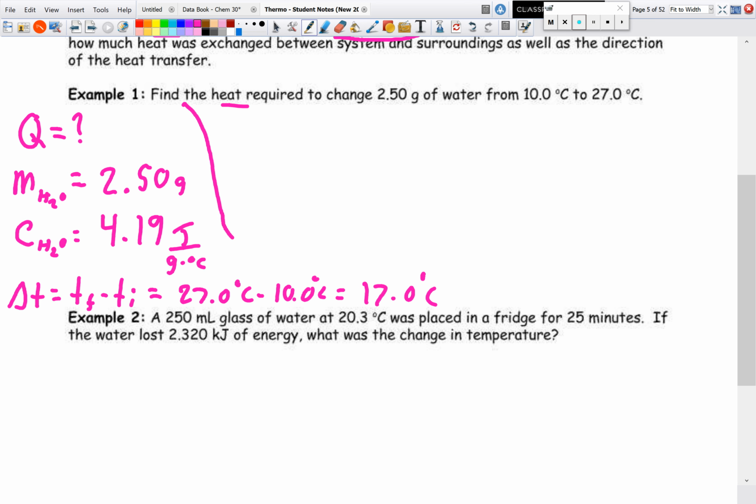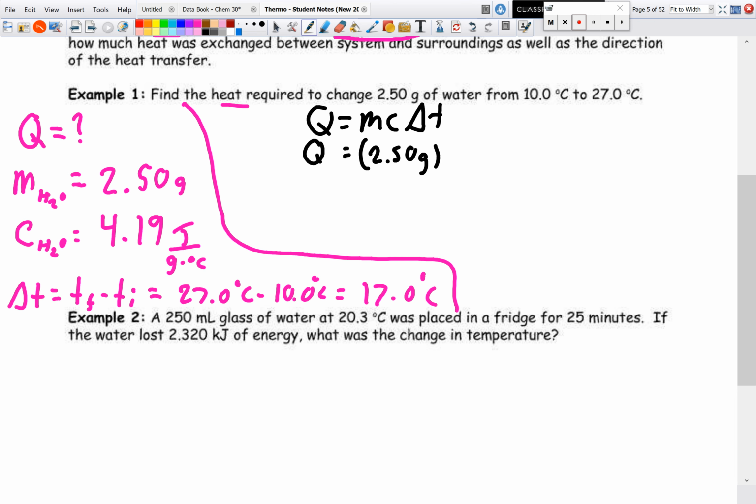So these are all of our givens. Now for solving, we write our equation. Q is equal to mc delta T. Now we put in our values. So m, 2.50 grams. C, 4.19 joules per gram degrees Celsius. And delta T, 17.0 degrees Celsius.